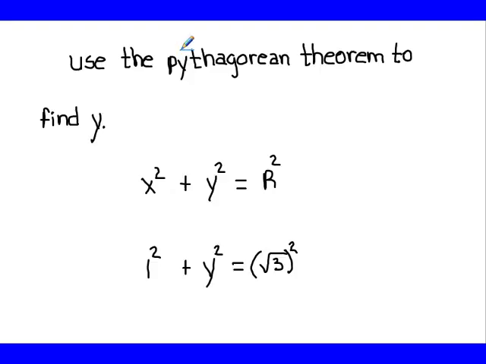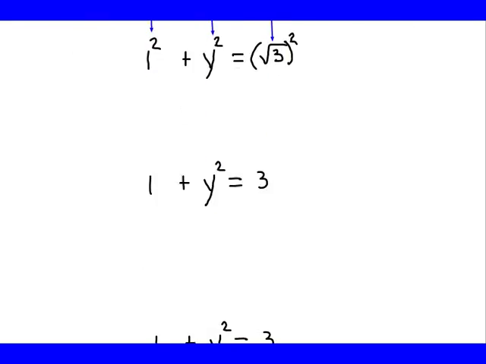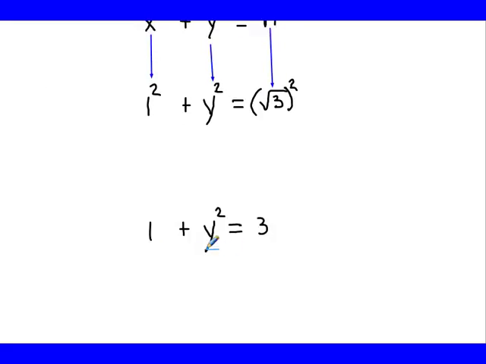Well, here's what we know. We know that x is 1, so we have 1 squared. y is what we do not know, so that's y squared. r we know is the square root of 3, so that's the square root of 3 squared. So now we end up with 1 plus y squared is equal to 3.